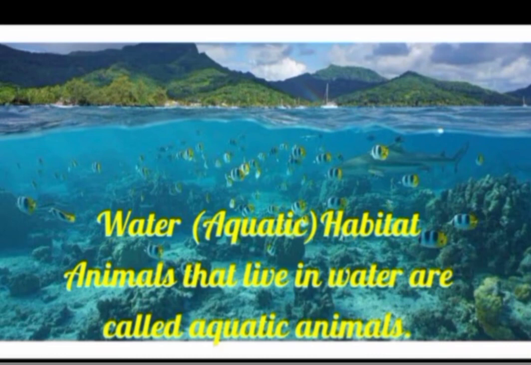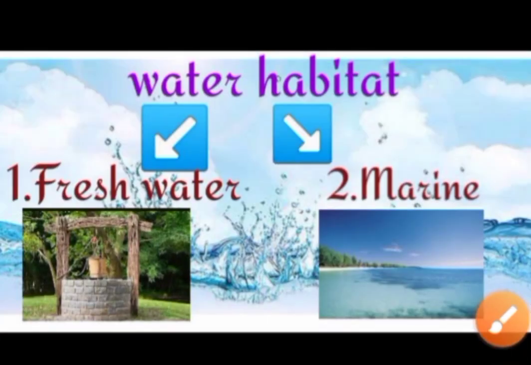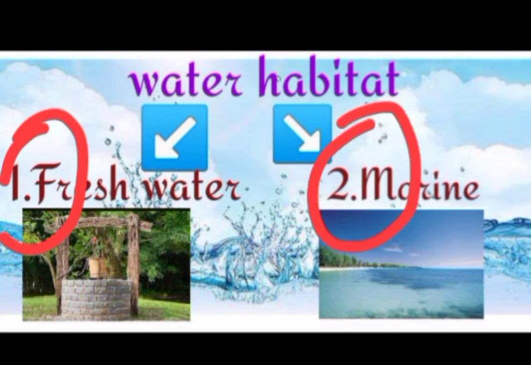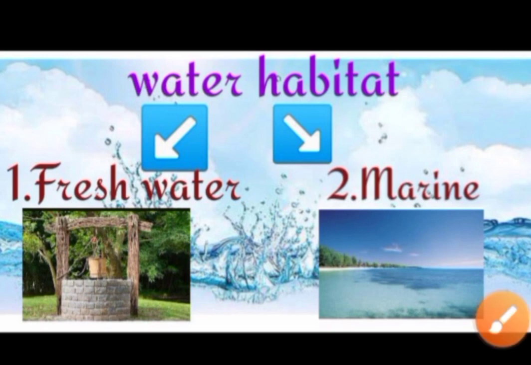Next, the second one: water or aquatic habitat. Animals that live in water are called aquatic animals. Children, aquatic animals can be divided into two types: freshwater and marine. Freshwater may be a well, river, pond or lake, and marine means seas and oceans. Now we will see them one by one.